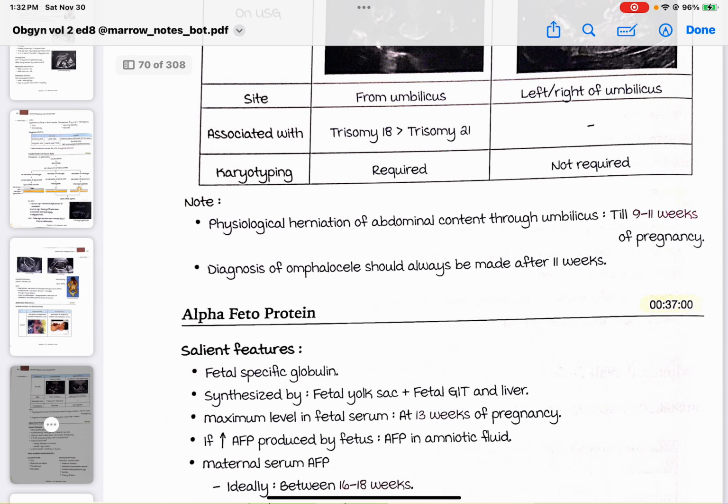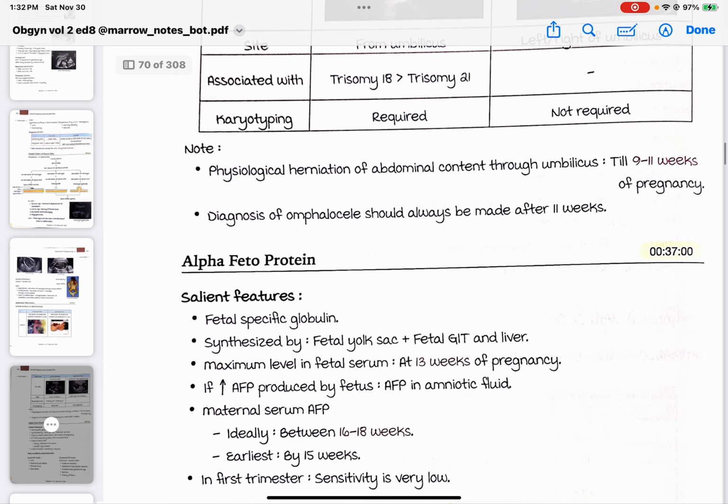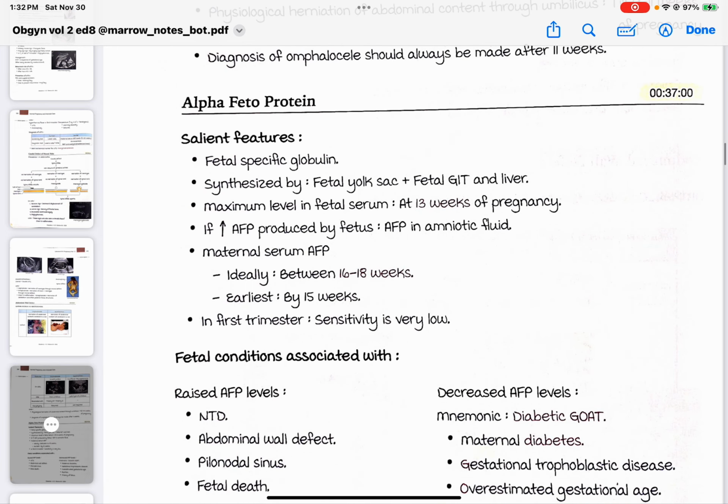Note, physiological herniation of abdominal contents through umbilicus till 9 to 11 weeks of pregnancy. Diagnosis of omphalocele should always be after 11 weeks.